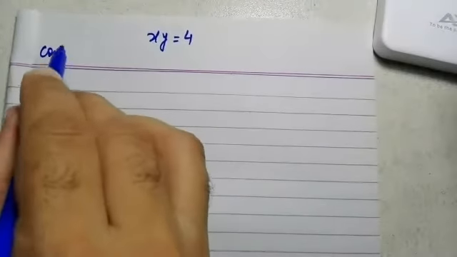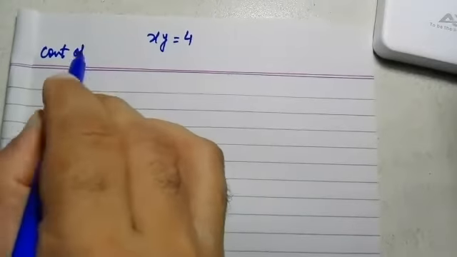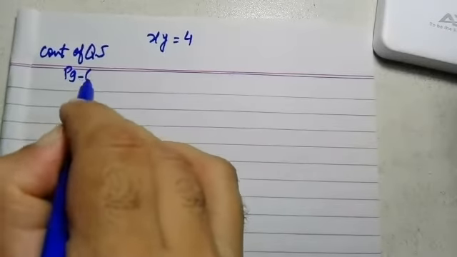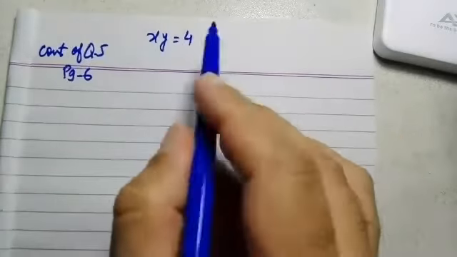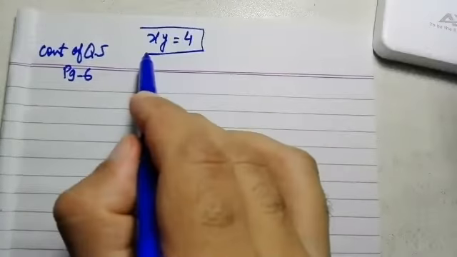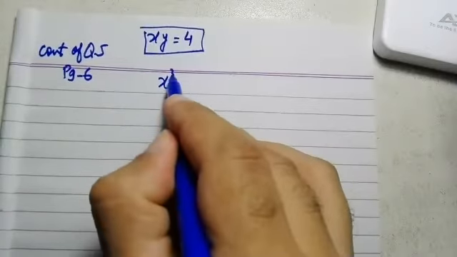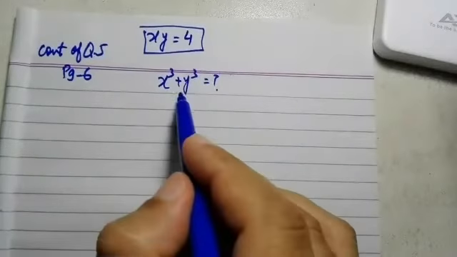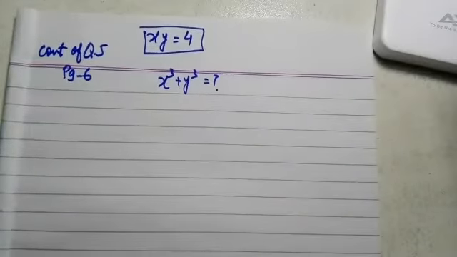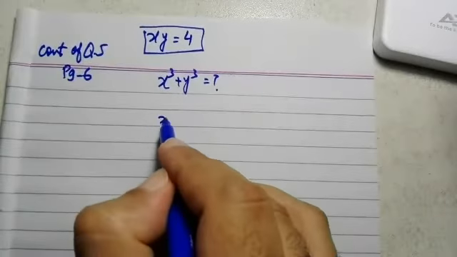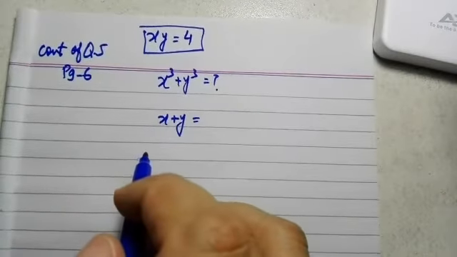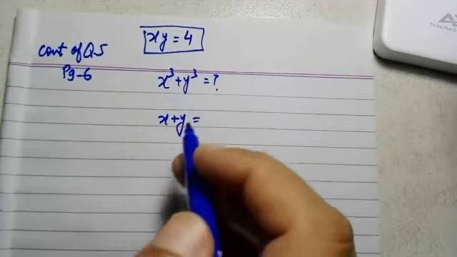So we are continuing with question number 5 on page number 96, that is review exercise 4. Now we have to find x cube plus y cube. This is the required one. To find this, what is given? x plus y is given in the statement of the question. If you look at the question, x plus y is equal to 5.